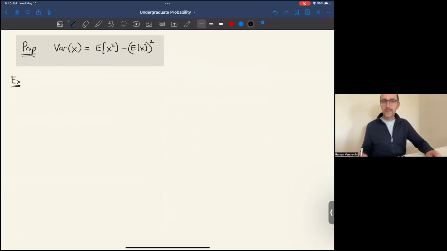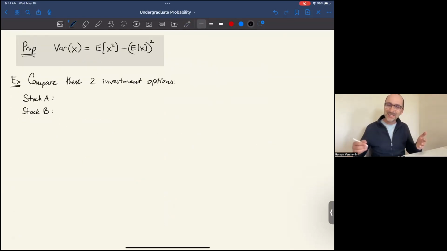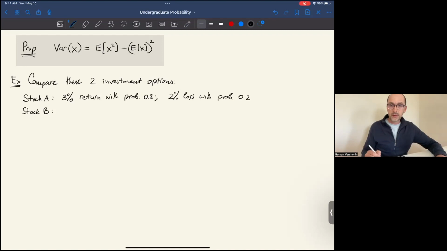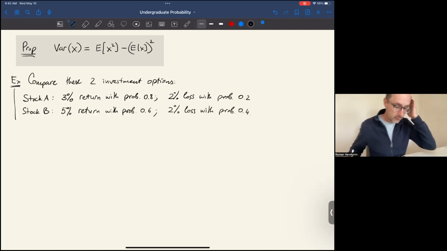And now let's practice. Let's compare the following two investment options. Let's decide which of these two imaginary stocks is better, stock A or stock B. Suppose stock A yields 3% return with probability 0.8, but 2% loss with probability 0.2. Stock B yields 5% return with probability 0.6, but 2% loss with probability 0.4. How do we compare these?